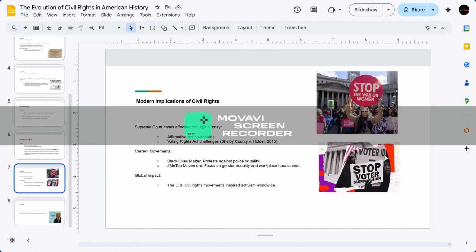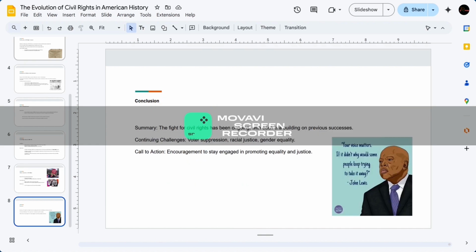But the U.S. civil rights movements inspired activism worldwide. That's what I was really trying to get across in this slide. There are protests against police and the Me Too movement, which focuses on gender equality and workplace harassment, because women were getting harassed at their workplaces. It came to a movement where people really had to protest these things because they weren't being talked about or brought to justice enough. But enough on this slide.